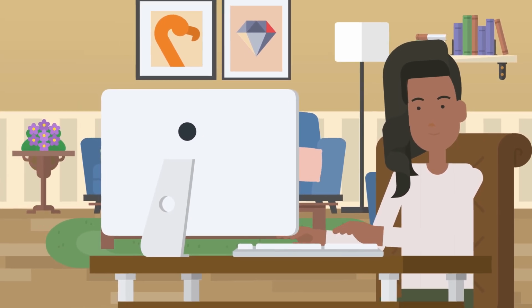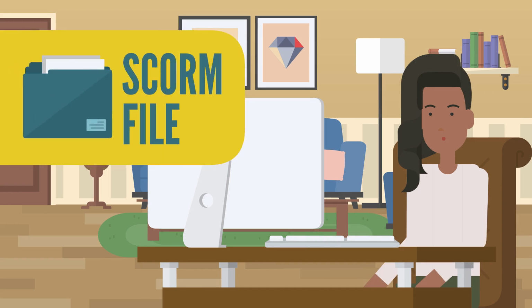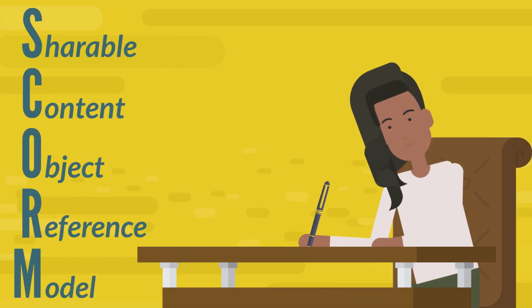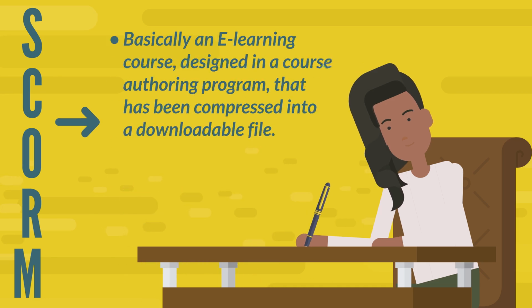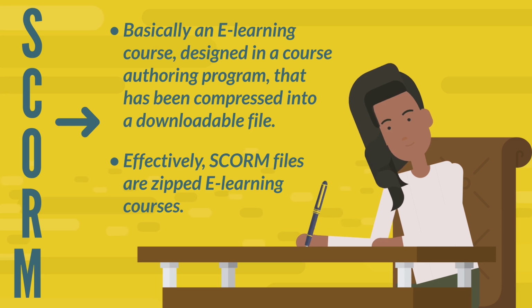As a new course author, you've likely heard about something called a SCORM file. But what does it mean? SCORM stands for Shareable Content Object Reference Model. These are basically an e-learning course designed in a course authoring program that has been compressed into a downloadable file. Effectively, SCORM files are zipped e-learning courses.